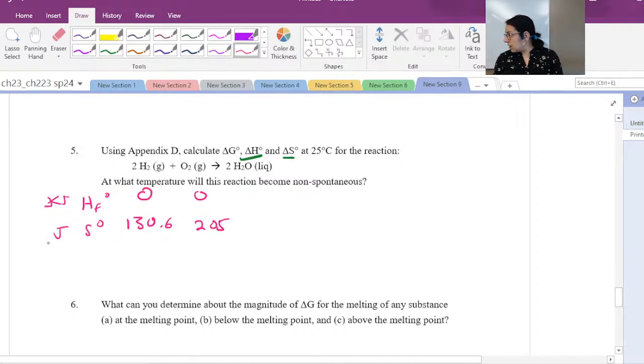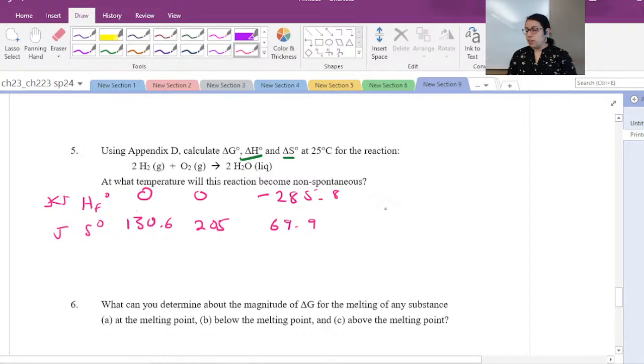And you might have slightly different numbers, again, depending what you use. Then water, make sure we're in the liquid state. So then its enthalpy is negative 285.8 roughly. And then its entropy is 69.9, or maybe 70 in the book or something.